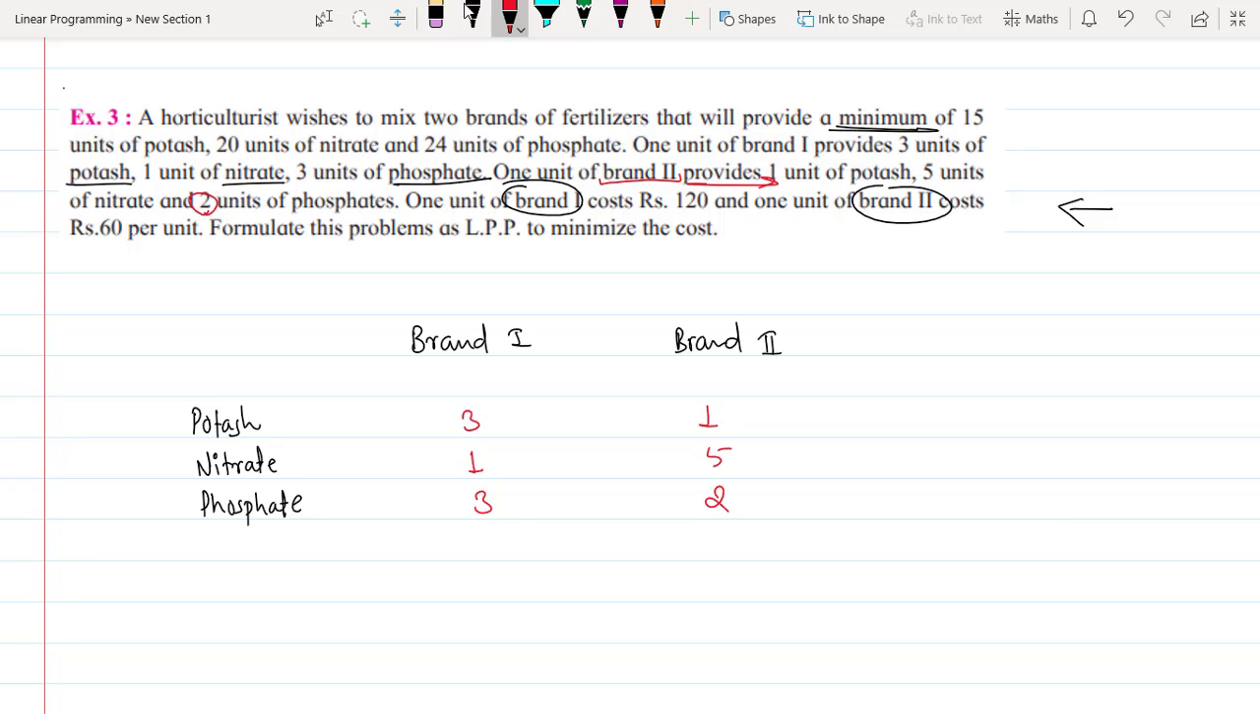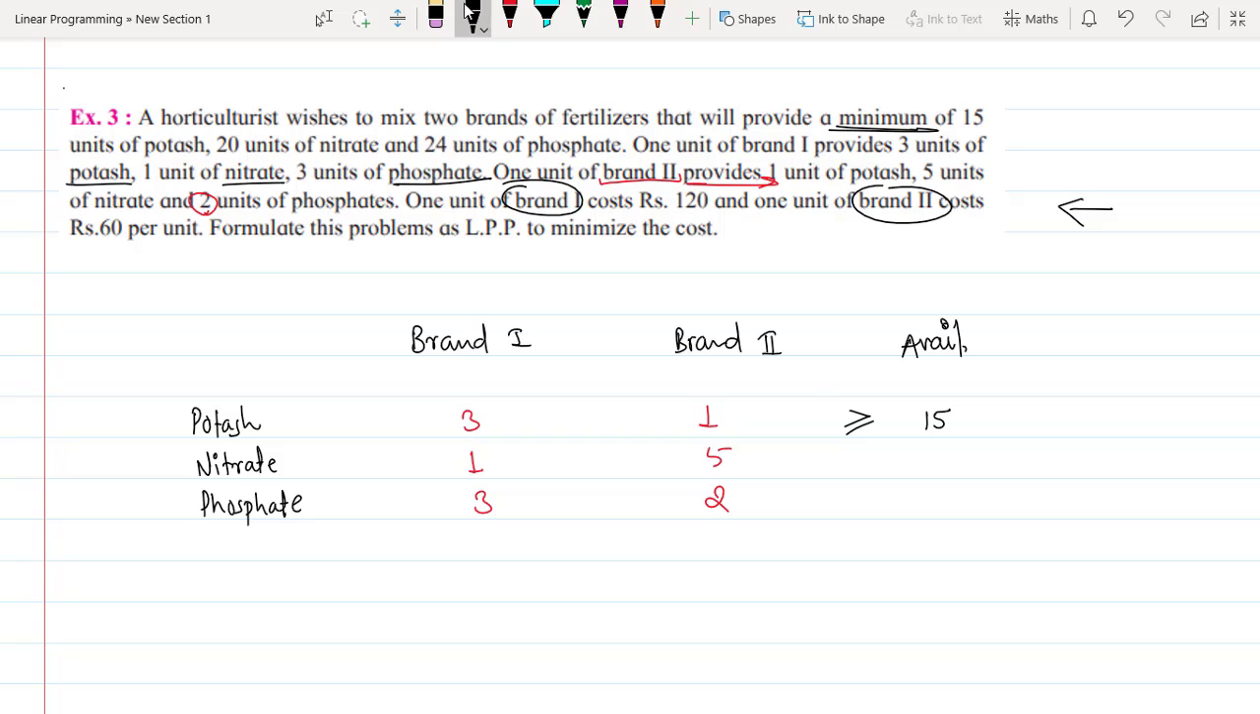Okay, great. Now what is the total availability? How much potash, nitrate and phosphate are available? Minimum 15 units of potash. Minimum means you have to use at least 15 units of potash. So what sign will you get here? Minimum 15, you can utilize exactly 15 or more than 15. So it will be the greater than or equals to sign.